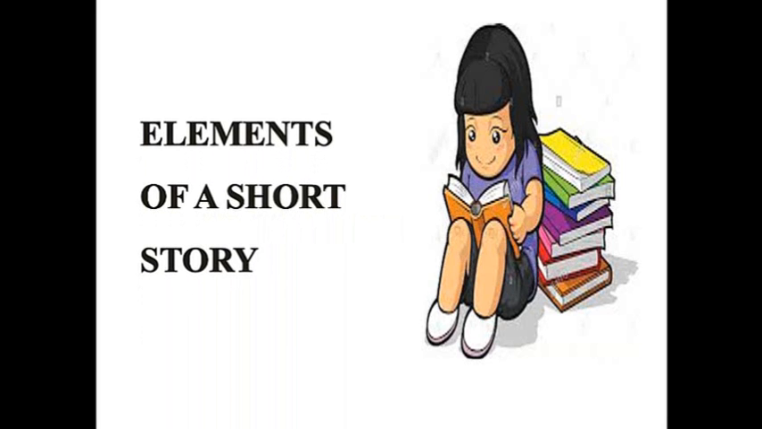Hello everyone. For today's lesson, we are going to look at the elements of the short story, and we are going to look at the story elements of a short story from class 4 English Reading and Literature. Every story or narrative has five essential elements, and they are plot, characters, setting, theme, and then conflict. Now let's take a closer look at each of the five elements.